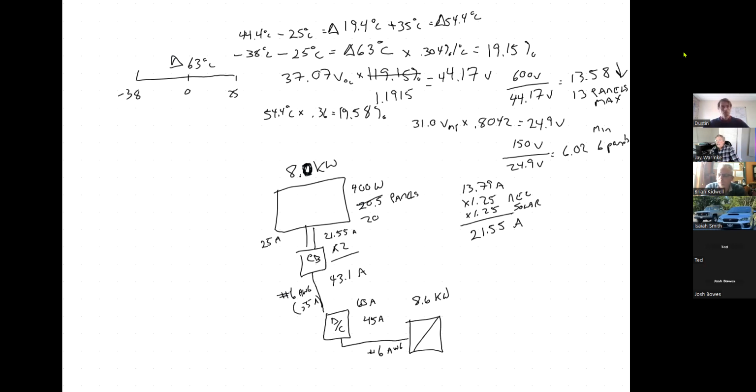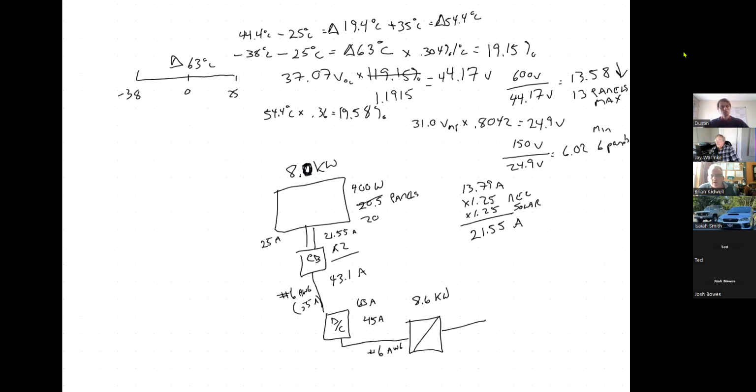And does anything change inside the inverter as we leave? Do we just leave with number 6 wire? It was DC coming in. I'd say no, because you're converting to AC then, right? Yeah, it's converting to AC, and this is why I needed to know the amps.